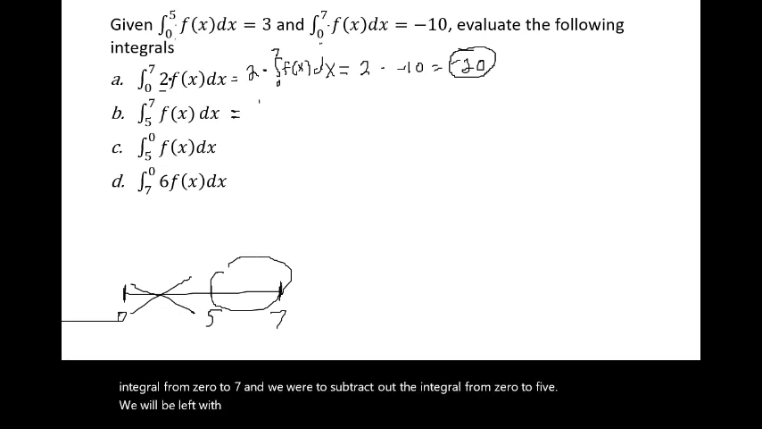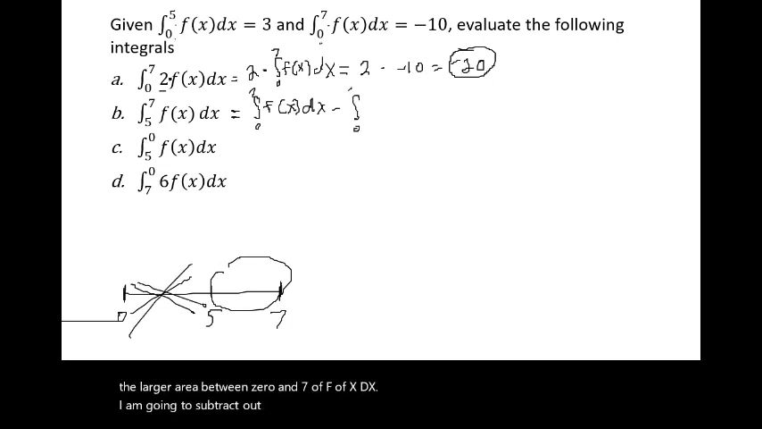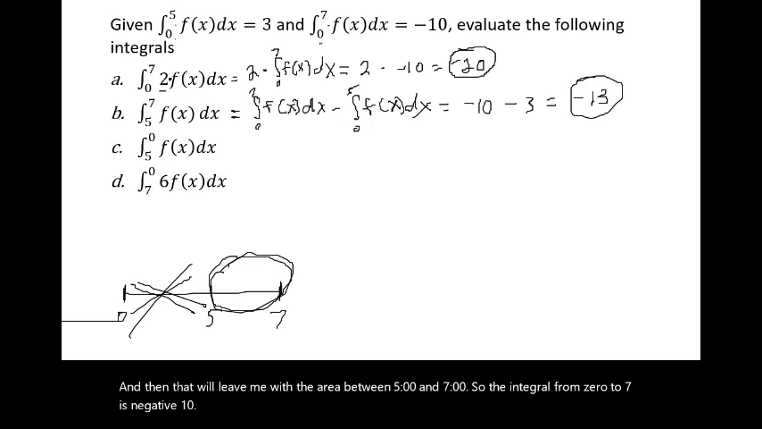So that's exactly what I'm going to do. I'm going to take the larger area between 0 and 7 of f of x dx. I am going to subtract out the area between 0 and 5, so the integral from 0 to 5 of f of x dx. And then that will leave me with the area between 5 and 7. So the integral from 0 to 7 is negative 10, minus the integral from 0 to 5 is 3. Negative 10 minus 3 will give us a net area of negative 13.